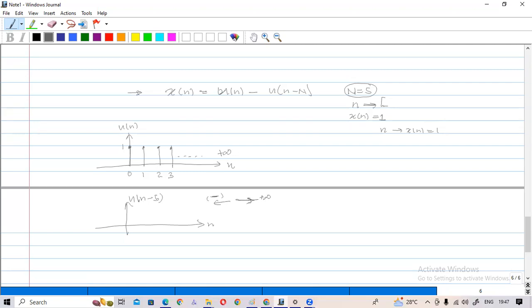So now it is un minus 5. So this is time shifted. That means time is shifting to this side or this side. If you consider this 0th sample, n minus 5 means that sample is shifting by 5 to this side or this side. This is plus side and this is minus side. Tell me, if it is minus 5, is it shifting this way or this way?